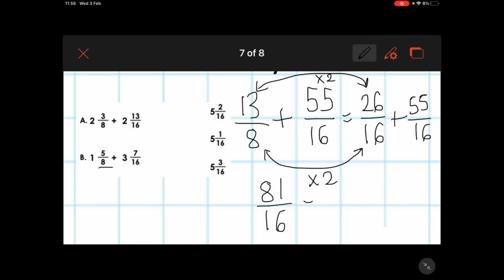81 sixteenths. Now again, I don't want to express my answer as an improper fraction. I want it to be a mixed number, so I need to know how many 16s there are in 81. You should remember that there are 5 16s in 80, so there are 5 wholes, and the difference between 80 and 81 is 1/16. 5 wholes and 1/16.